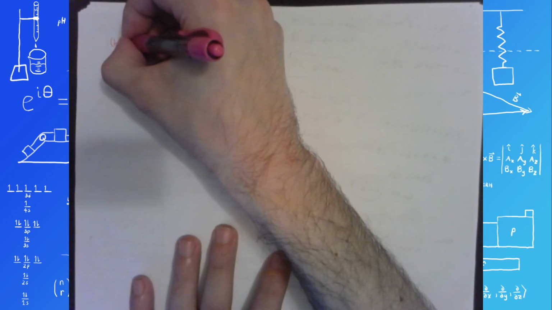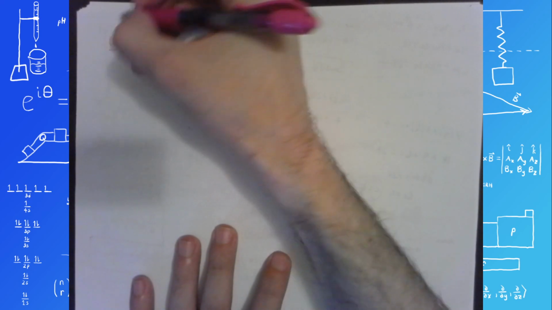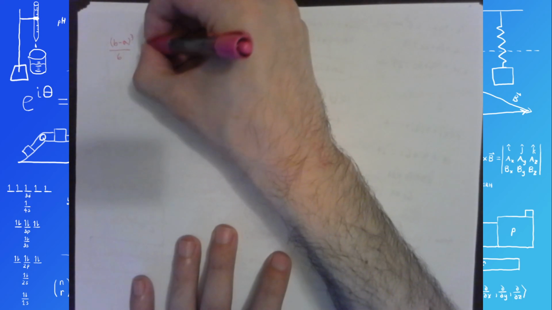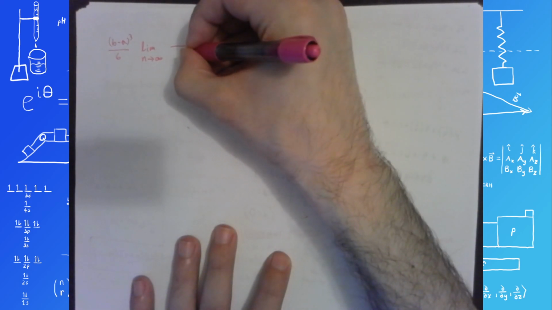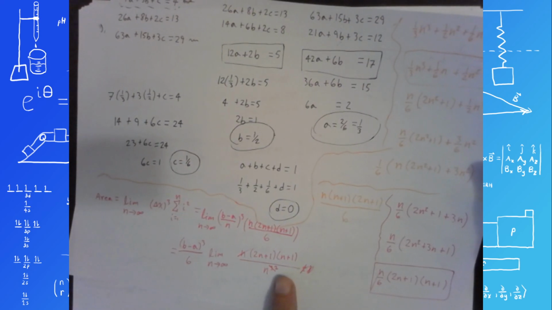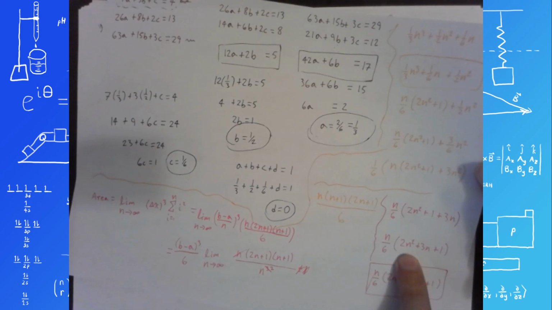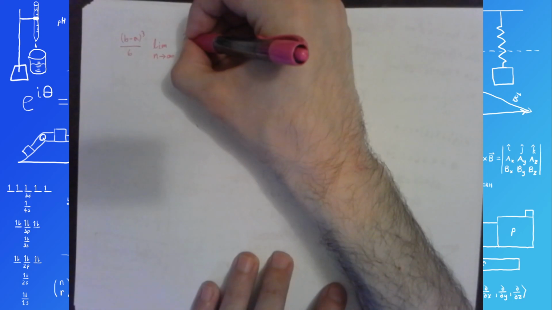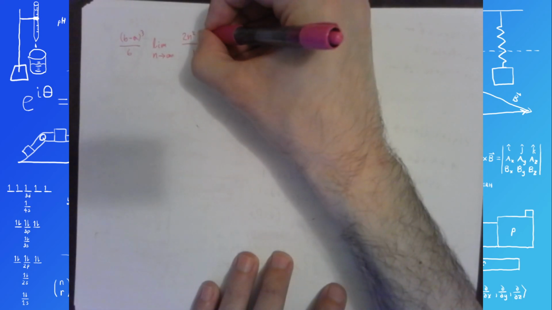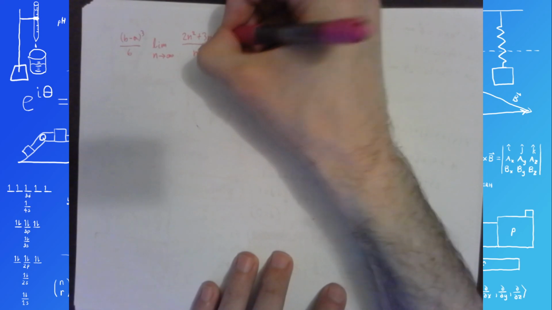(b minus a) cubed over 6 times the limit as n approaches infinity of, we had n squared in the denominator, and then in the numerator we had (2n plus 1) times (n plus 1), which FOILs to 2n squared plus 3n plus 1.